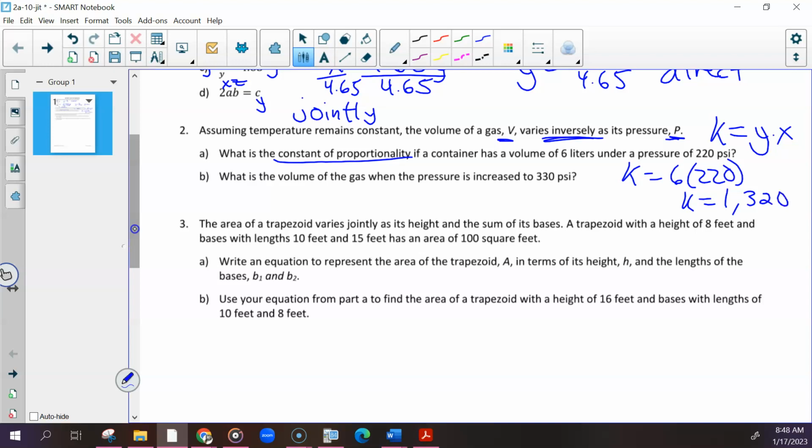And then part B is asking what is the volume of the gas when the pressure is 330. So these are just like the problems we've been doing, it's just in separate parts. So our equation would be V equals K over P. So we're looking for the volume. We know our K is 1320 and our P is 330. Divide that and figure out the volume. And this would be liters.